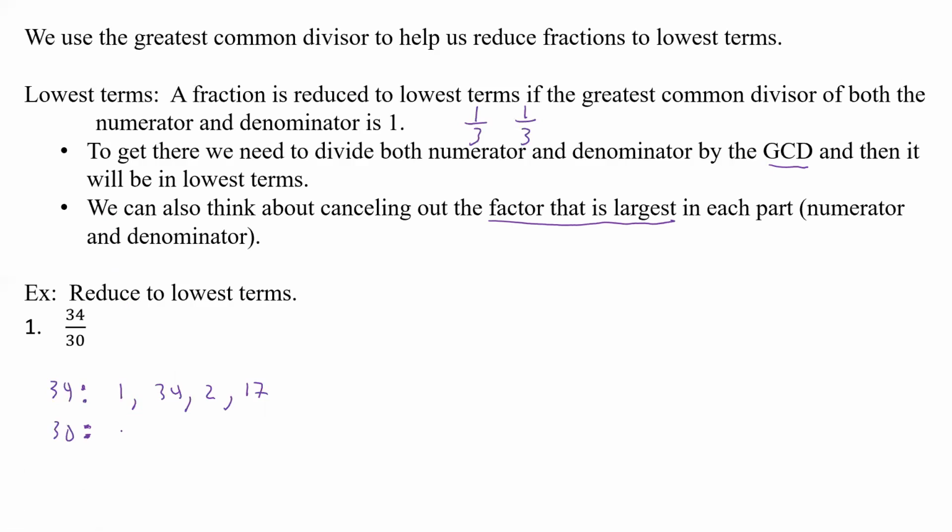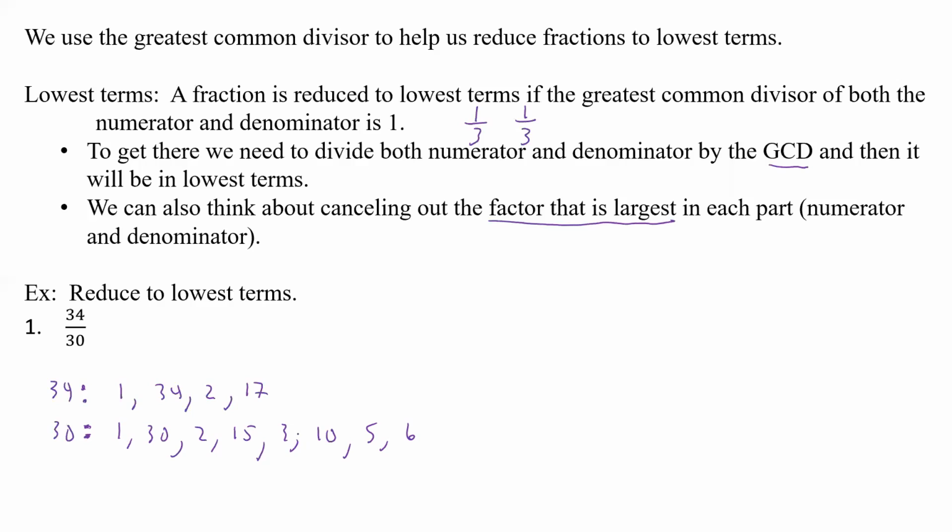So what about 30? Well, 1 and 30. Well, 2 will go into 30 evenly, 2 and 15. 3 will go in here, 3 and 10. 4, that won't go in. How about 5? Oh yeah, 5 and 6 will go in. And then 7, no. 8, no. 9, no. 10. Well, now we're back to here.